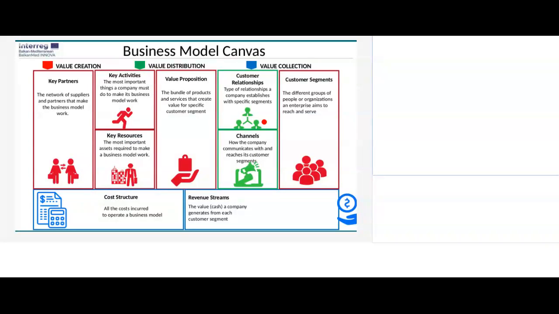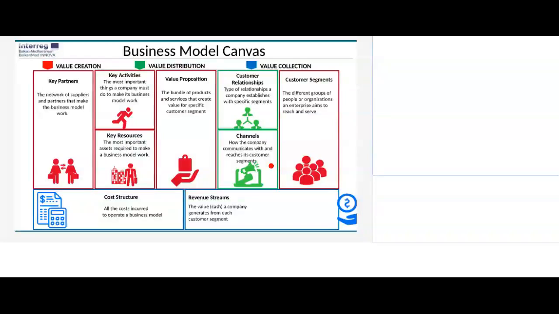And then underneath that, we have the channels, which are how the company communicates to reach its customer segments. These channels also serve for customer relationships, because our customer relationships are also built through the channels. These are the communication channels that we use to address our customers and to distribute our value through. So these are the two elements of the value distribution.